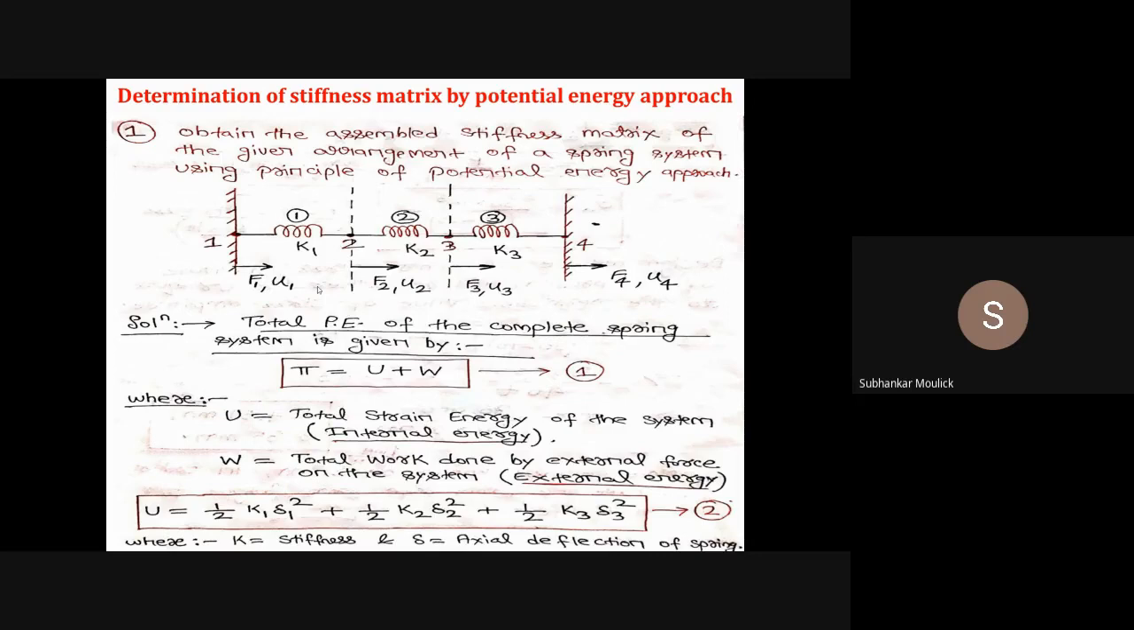If you have understood the concept, what will be the order of the global stiffness matrix? Four cross four. Yes, 4 by 4. Why? Because a total of 4 nodes are there: 1, 2, 3, 4. So I will get a big stiffness matrix of 4 cross 4.